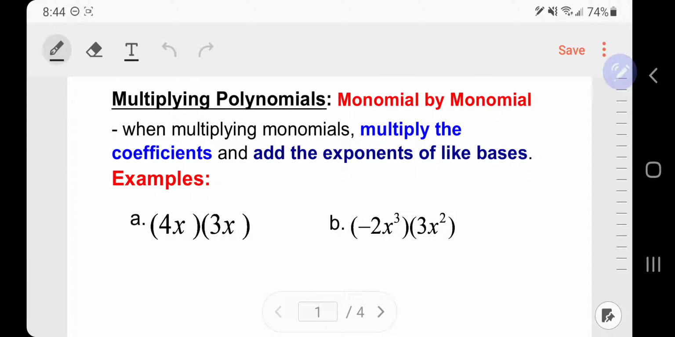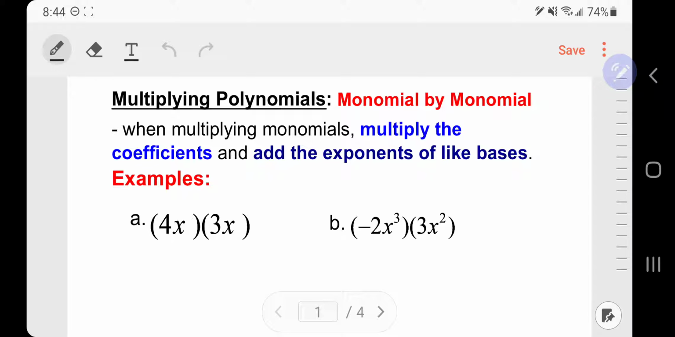Hey everyone. In this video, we're going to take a look at how to multiply by a monomial and just some of the general properties for multiplying with polynomials. All right, so when you're multiplying by a monomial, you need to do two things. You need to multiply your coefficients and you need to add the exponents of your like bases. Okay, so we'll take a look at a couple of examples.